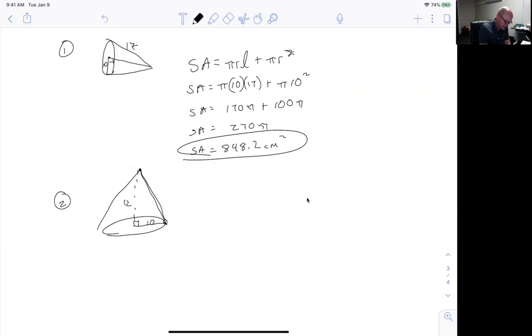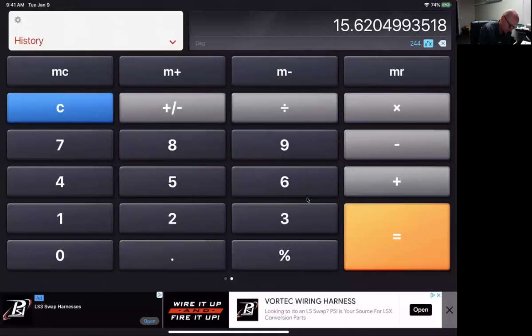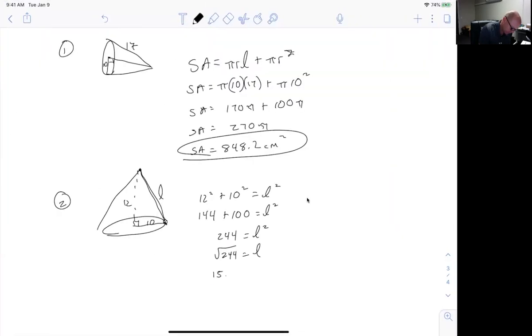It didn't tell me what it is, but I have a right triangle there. So 12 squared plus 10 squared should give me the slant height. So let's just do Pythagorean theorem real fast. 144 plus 100 gives me the slant height squared, so 244. So the square root of 244 would be the slant height. Let's approximate that. 15.62. So my slant height is 15.62.